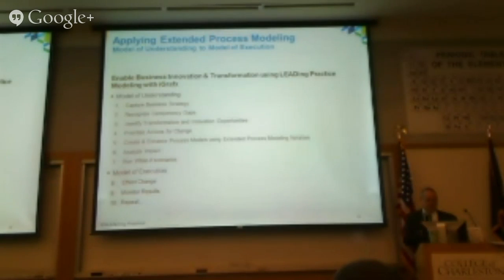The idea here is that you go through and capture your strategy, determine your competency gaps, identify your opportunities for innovation transformation, and prioritize the items to change. And then use the process models to understand and analyze the impact by running what-if scenarios, and then deploy it and monitor it.